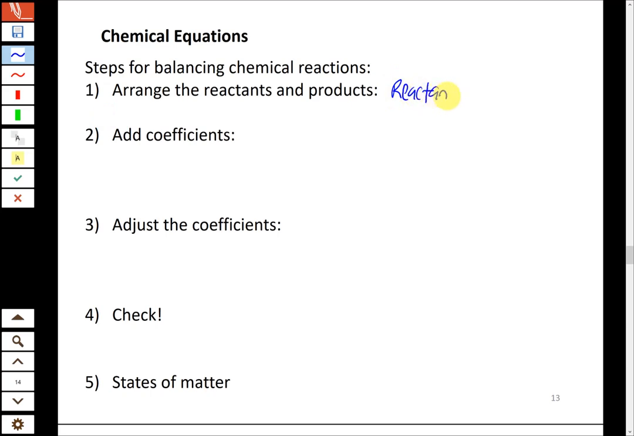We read chemical equations left to right just like we read most things in the English language. So we're going to put reactants on the left and products on the right of our chemical equation with an arrow pointing from the reactants to the products to sort of separate the two.